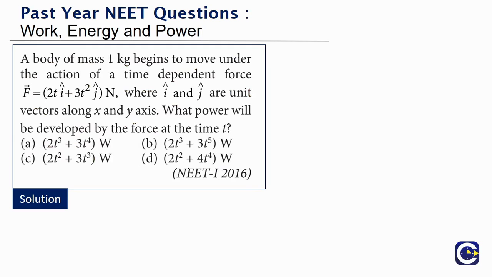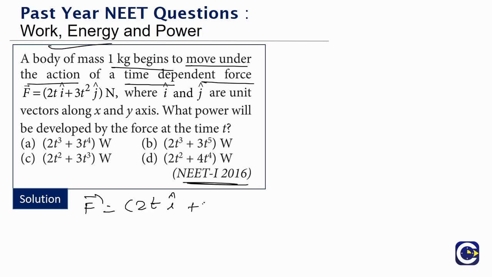Next we have a question based on the power formula. A body of mass 1 kg begins to move under the action of a time dependent force. Means it is a variable force. What is the force? 2t into i cap plus 3t square into j cap. This is the time dependent force, where i cap and j cap are the unit vectors along the x axis, y axis. What power will be developed by the force at time t?